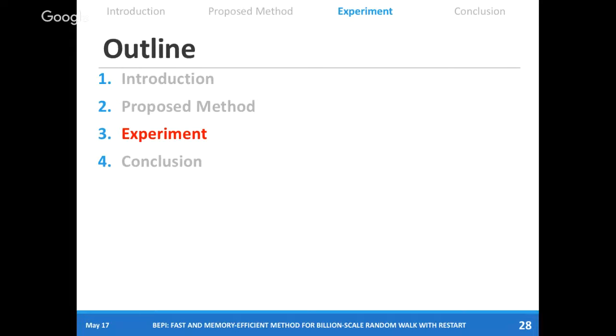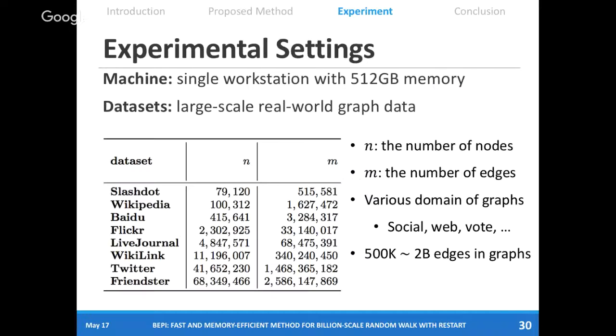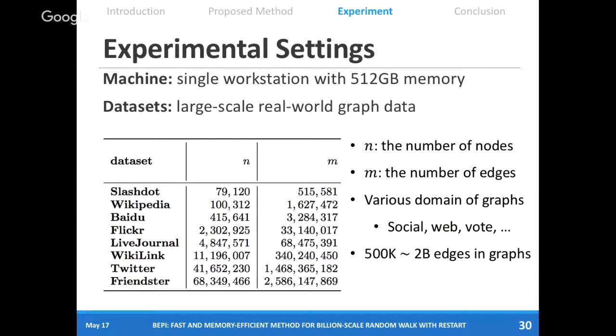Okay, let's check the experimental results. We aim to answer the following experimental questions to evaluate space efficiency, time, and scalability. We perform our experiments on a single workstation with about 500 gigabytes of memory, and we used large-scale real-world graph datasets where the number of edges ranges from 500,000 to 2.5 billion.